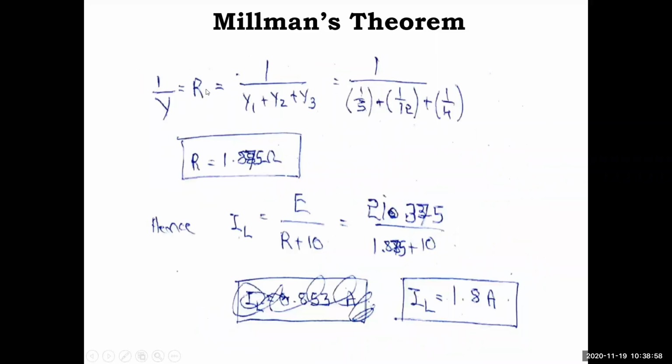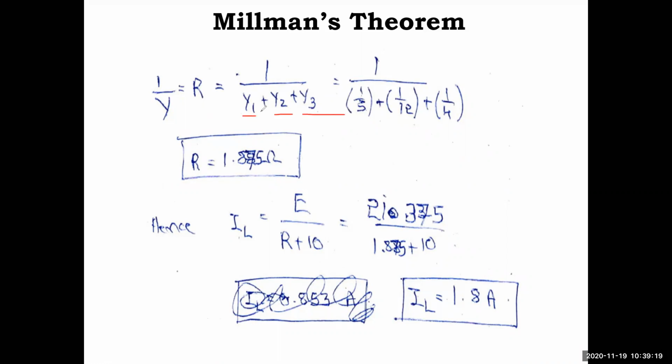Okay, so R is nothing but what? 1 by Y. So what is Y? 1 by Y1 plus 1 by Y2 plus 1 by Y3. Okay, so R is nothing but Z, right? Z is nothing but the reciprocal of admittance. So the reciprocal of admittance is written here as the sum Y1 plus Y2 plus Y3. Okay, all the three are added.